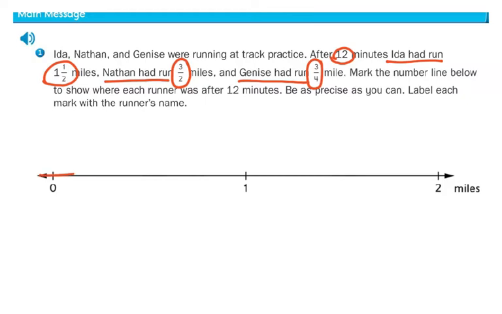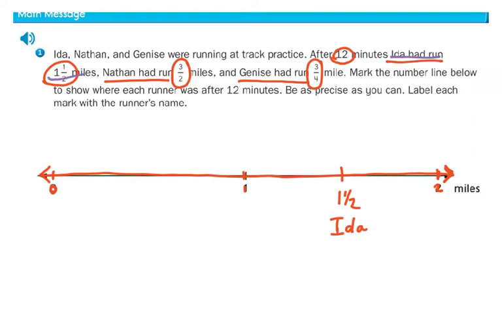So would you please draw a number line? Put an arrow which indicates it goes on in both directions. Mark the left side 0, the right side 2, and about halfway with the number 1. Now, Ida had run 1.5, so it's more than 1, less than 2, halfway between there. So go ahead and write 1.5, and let's write Ida. Okay, so we're done with Ida.